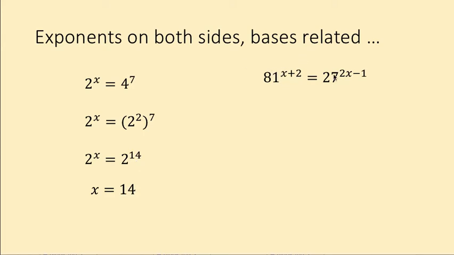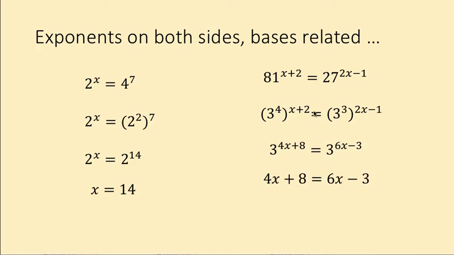Same thing here. Well, 81 and 27, what do they have in common? They're both powers of 3, so we rewrite them as powers of 3. You probably do this step in your head, where you multiply out the powers. If the bases are the same, then the exponents are the same. So these exponents are the same. Take away 4x, add 3, and then divide by 2.